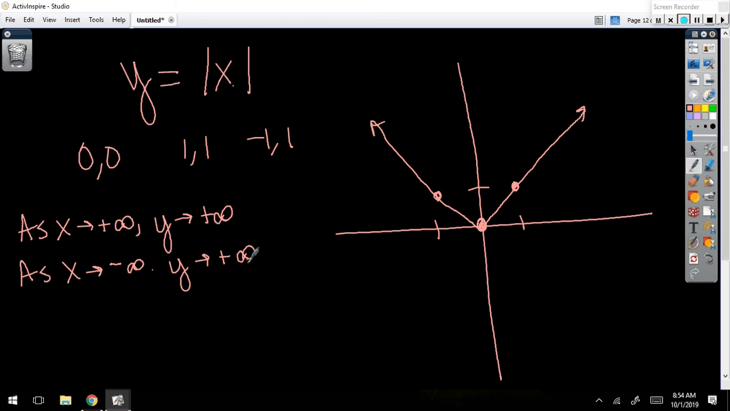Yes, so what's the domain here? I should have done that first. Negative infinity to infinity. What about the range? Look closely. Bottoms up. 0 to infinity. Wait, the range is the lowest though? Up to the highest.